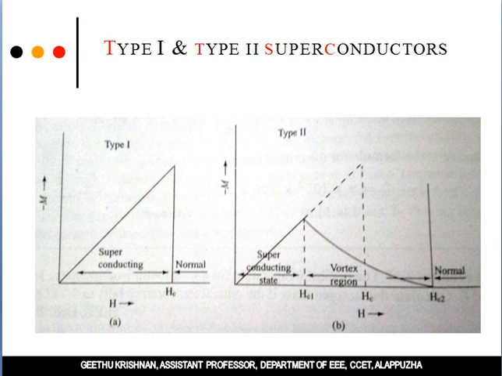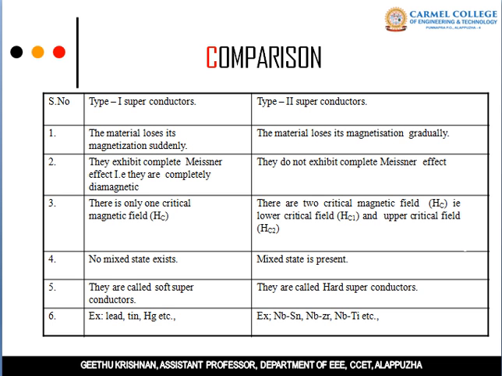In the maglev train, we are using induction motors, AC motors, and that phenomenon is called magnetic levitation. This is an example for a superconductor. When a magnet is placed over a superconductor, it floats. That is, the body of this train is made up of superconductors. That's why it floats over the magnet, and that phenomenon is called magnetic levitation.